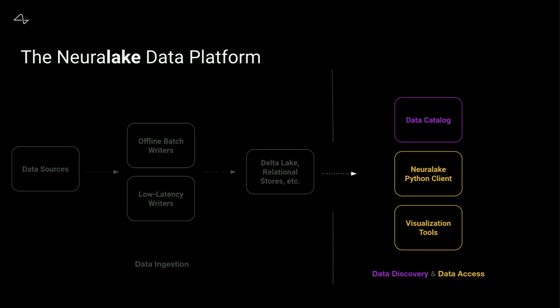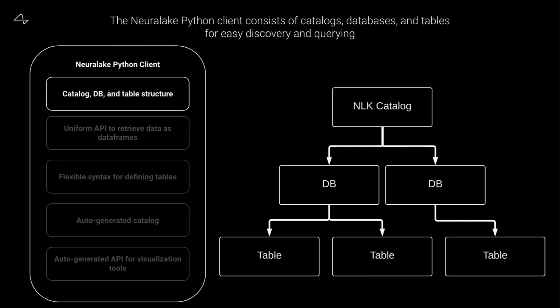So, like I said, we have a data catalog, we have a Neuralake Python client, and we have visualization tools. So all of this allows internal users to be able to access our data without needing to ask a bunch of people where data is stored or know all of the different Delta tables, all of the different Parquet files that lie on our blob store, and so on. We want to make data access really easy internally at the company. So I'm going to start off by talking about the Neuralake Python client.